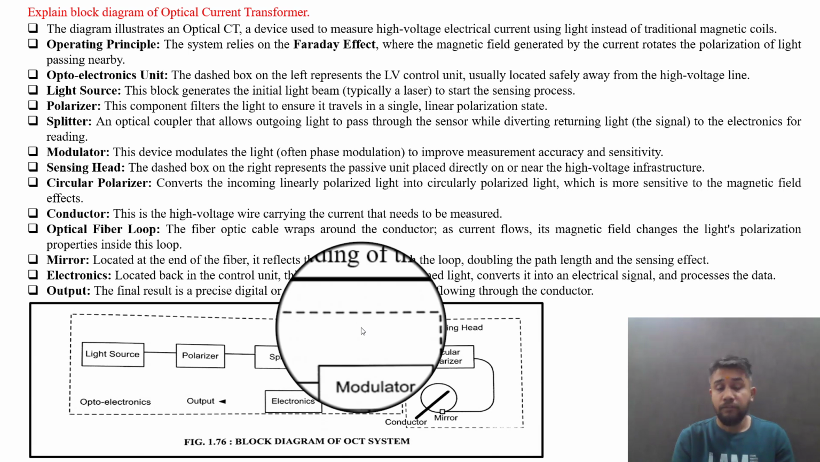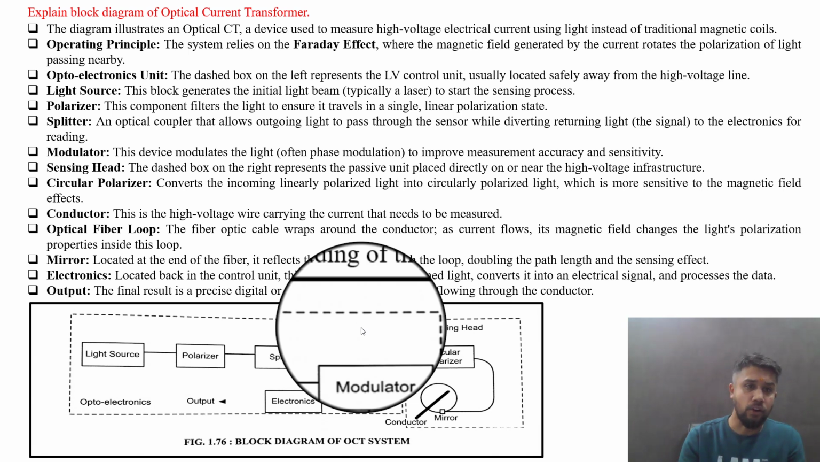Light source. For the functioning of this optical CT, a light source is required, and this block generates the initial light beam, typically a laser, to start the sensing process. Now polarization is required, so a polarizer block is there. This component filters the light to ensure it travels in a single linear polarization state.